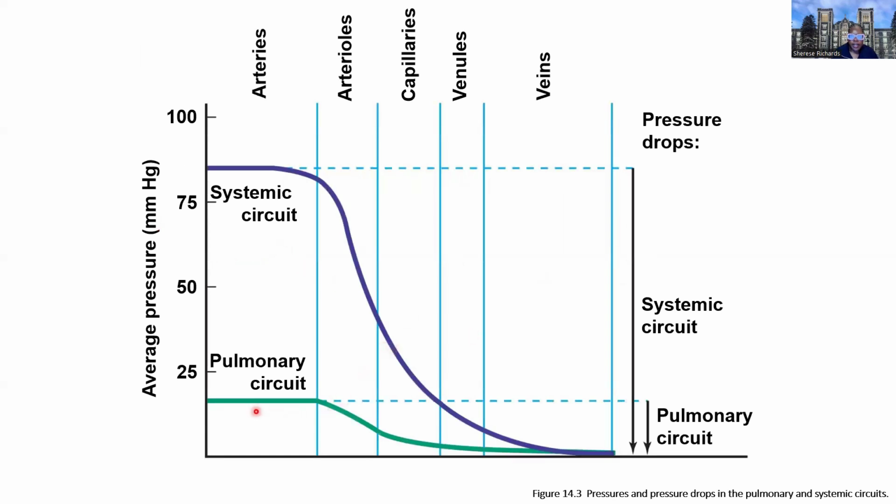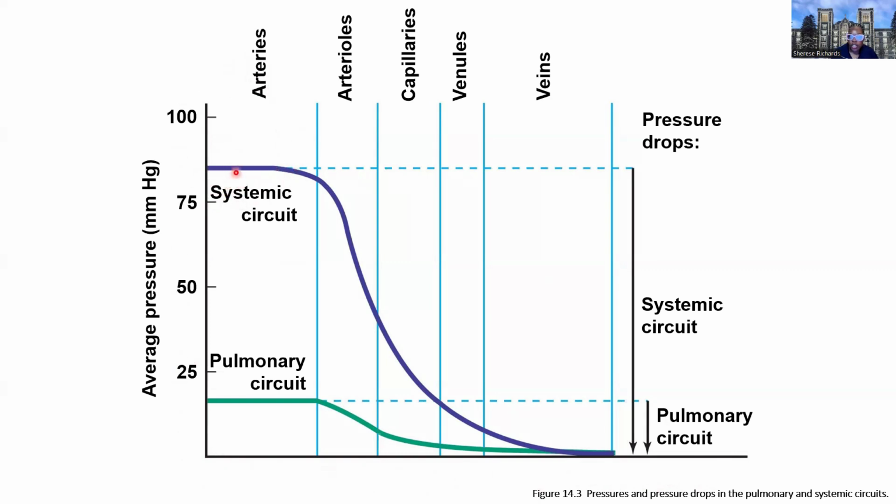So here we can see what that gradient looks like. Right here are our average pressures on the y-axis. And then we can see the different branches of the vascular system across the x-axis. So arteries, for example, very high pressure, right? Between 75 and 100 millimeters of mercury.